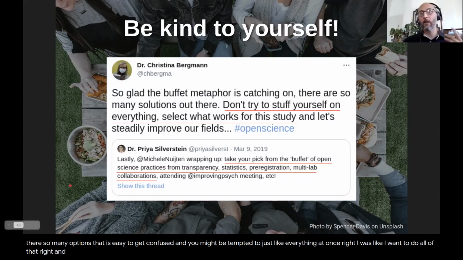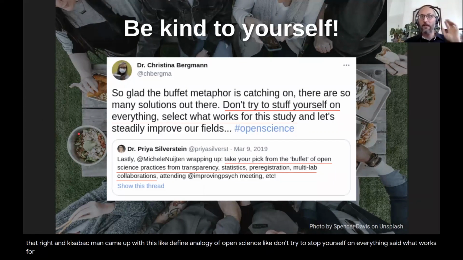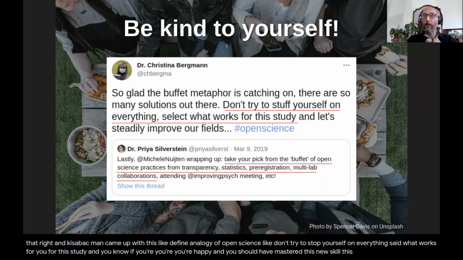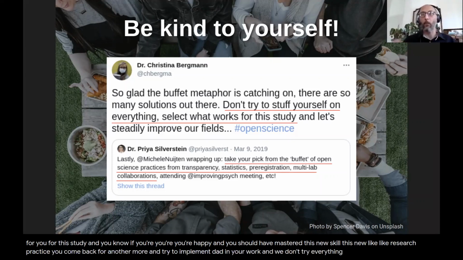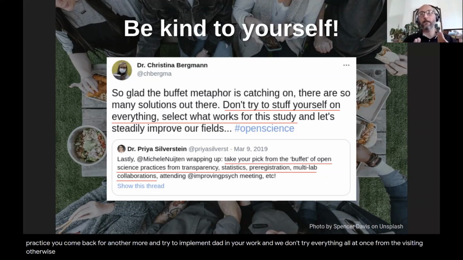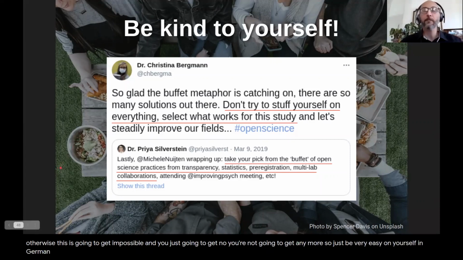And Christopher Beckman came up with this buffet analogy of open science. Don't try to stuff yourself on everything. Select what works for you for this study. And if you're happy and you've mastered this new skill, this new research practice, maybe come back for more and try to implement that in your workflow. But don't try everything all at once from the very beginning. Otherwise, it's going to become impossible, and you're not going to get anywhere. So just be very easy on yourself in general.